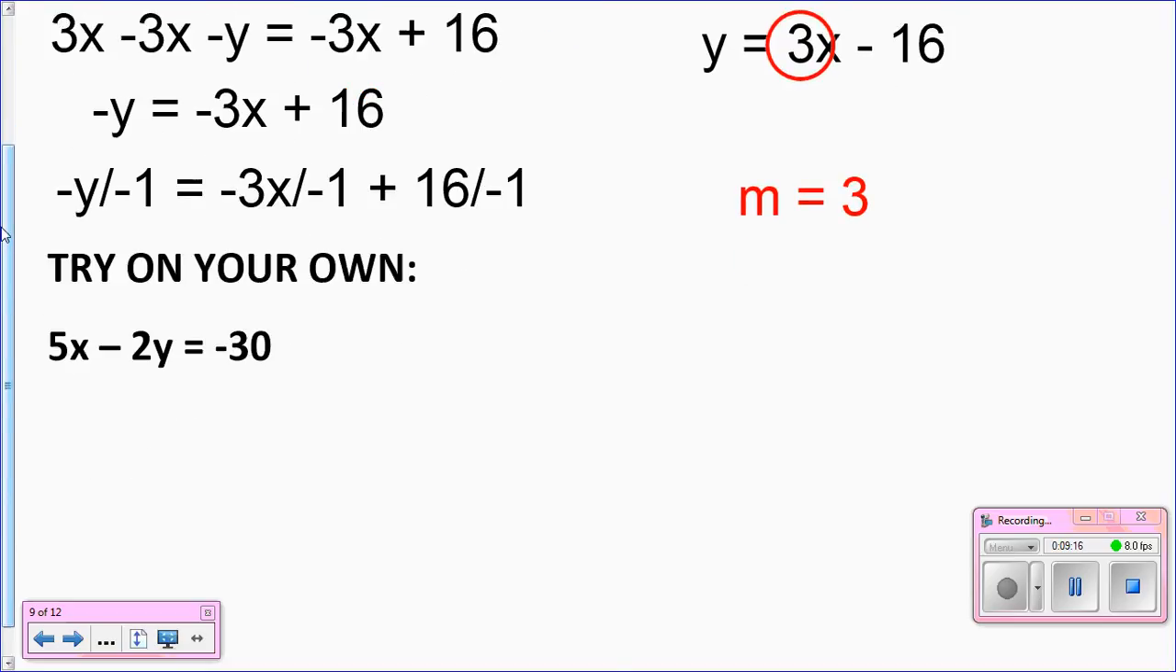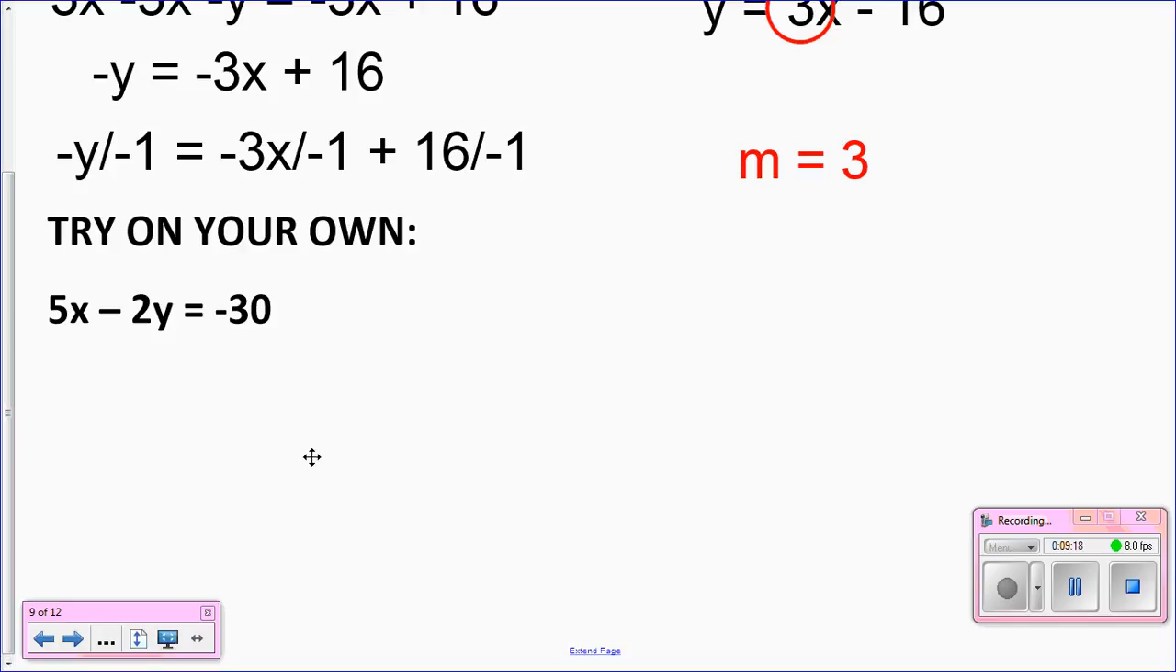Go ahead and try this one on your own. Remember, you have to isolate this y first, then just look at the equation and see which number is next to the x. Go ahead and isolate it, figure out your slope. When you come back, I'll have an answer for you. Go! Okay, so you should have isolated the y. When you do that and you see slope-intercept form, you find out your slope is 5 over 2. Meaning the rise is 5 and the run is 2. So you go up 5 and to the right 2.